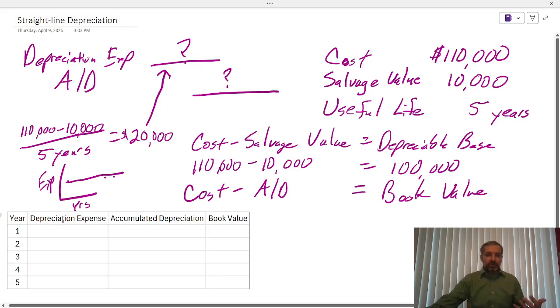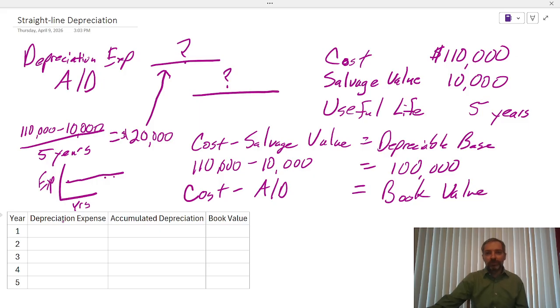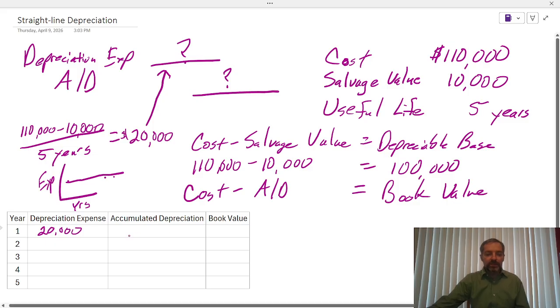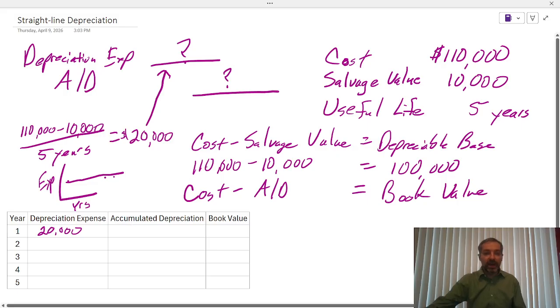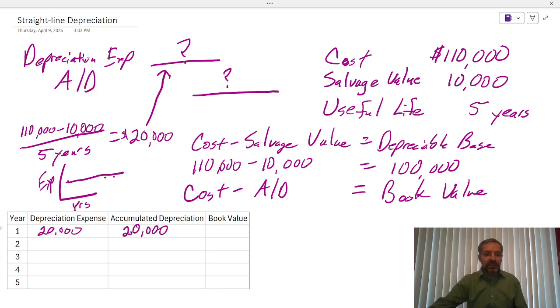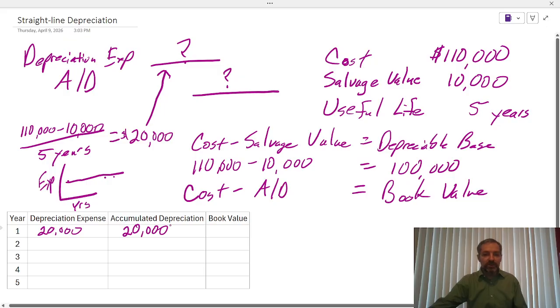Often when we're calculating depreciation, we fill out a table such as this down here. We will put the depreciation expense. What is the accumulated depreciation? Meaning, what is the total depreciation for every year? So if we went back to the beginning of time, how much depreciation do we have on this asset? At this point, we don't have any, so we just added that $20,000. So we started with 0, we added 20. The book value is the $110,000 minus 20,000. So book value is 90.